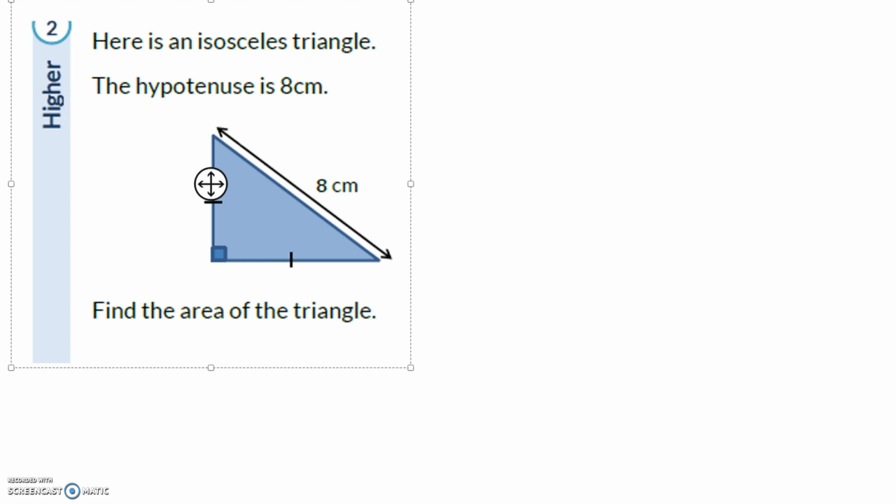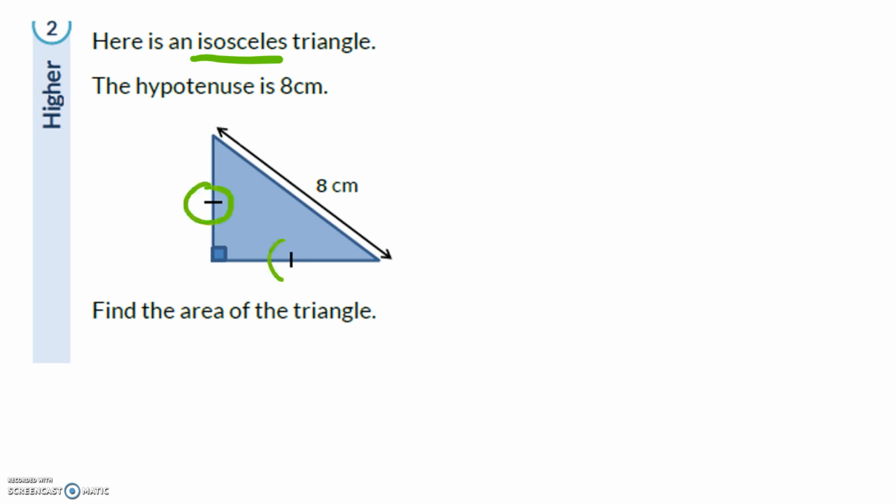Okay, let's have a look at the higher only question. So what have we got to do? Here is an isosceles triangle. That must mean that this length and that length are the same. Two side lengths the same, and it's marked on the diagram for me. That's what those lines mean. The hypotenuse is 8 centimeters. Find the area of the triangle.